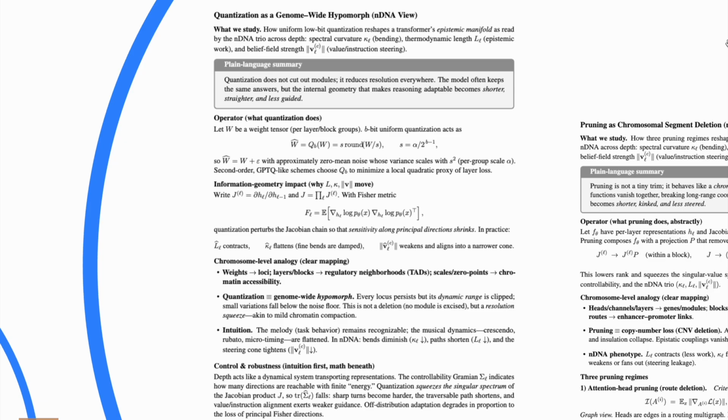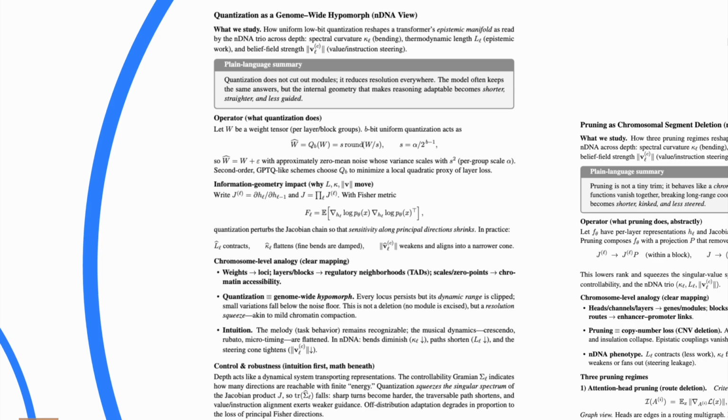Chromosome-level analogy, clear mapping: weights behave like loci, layers or blocks behave like regulatory neighborhoods, TADs, and scales and zero points behave like chromatin accessibility. Quantization is effectively a genome-wide hypermorph. Every locus persists but its dynamic range is clipped, and small variations fall below the noise floor. Nothing is deleted, it is a resolution squeeze similar to mild chromatin compaction. Intuitively, the melody, task behavior, stays recognizable, but the musical dynamics, crescendo, rubato, microtiming, are flattened. In nDNA terms, kappa goes down, L goes down, and the belief steering cone tightens because the belief vector magnitude decreases.